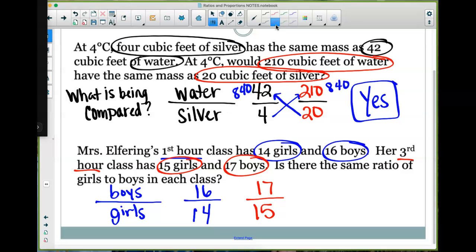Okay, in order to tell if they're equivalent, we're going to do our cross products. We're going to do this. 14 times 17 is 238. And 15 times 16 is 240. So is there the same ratio of boys to girls in each class? We would say no. Okay, because they are not equivalent. Questions there?